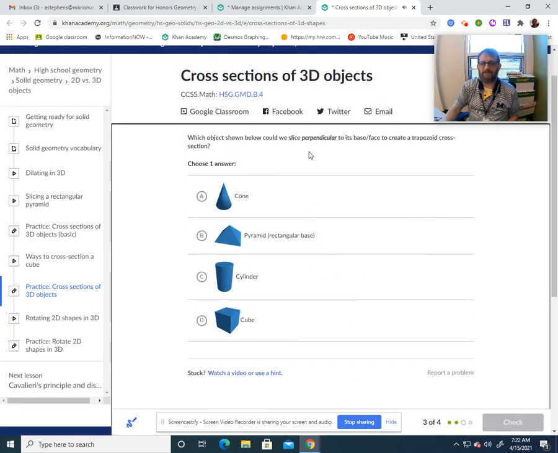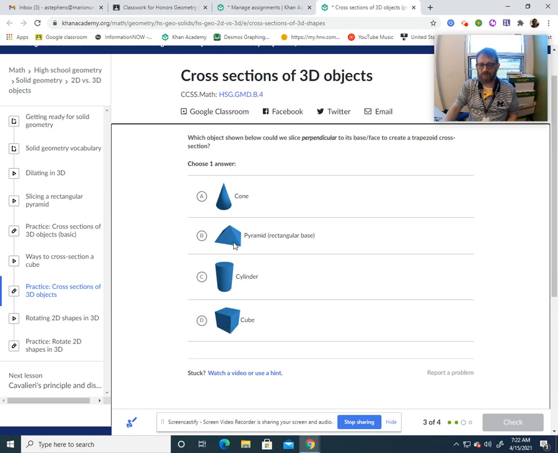Which object shown below could we slice perpendicular and create a trapezoid cross section? Well, again, we just talked about the cone. We can get a triangle. We can get the parallelogram. Cylinder really makes no difference where you cut it perpendicular. Every single time it's going to be a straight across line, two lines straight down, straight across line here. Same thing goes for a cube. Every time you cut it, you're going to get a straight across line, straight down, straight across line. You're not going to get the idea of a trapezoid.